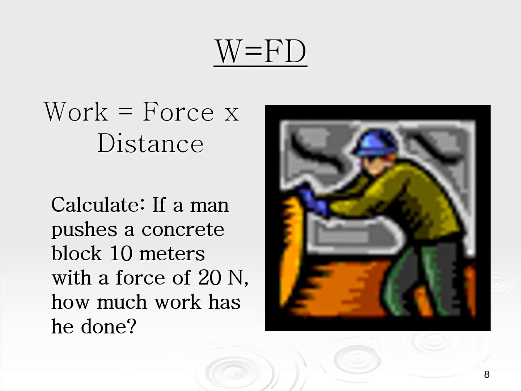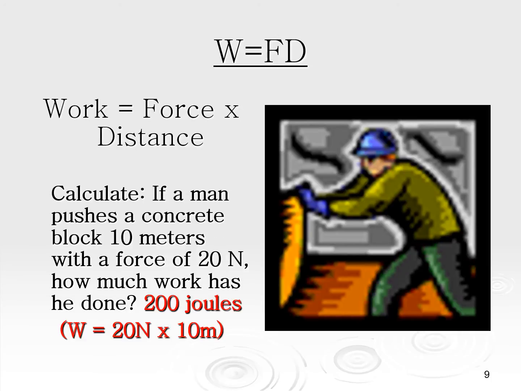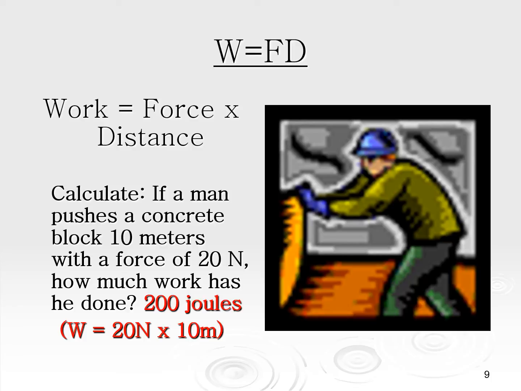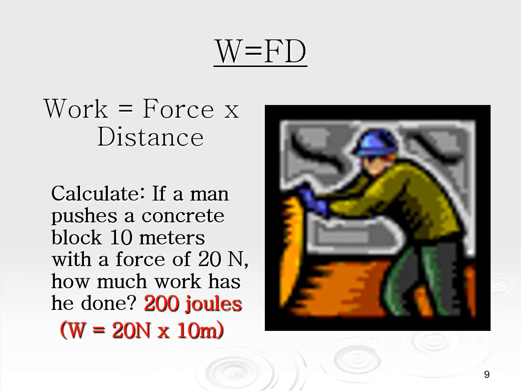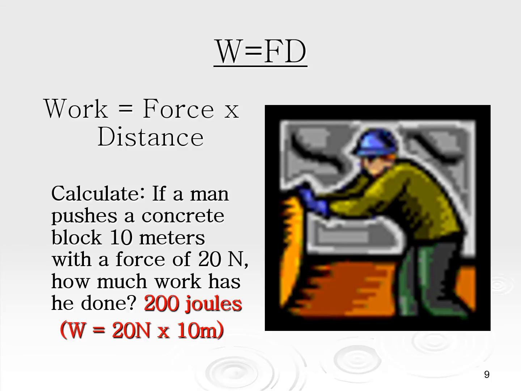If a man pushes a concrete block 10 meters with a force of 20 newtons, how much work has he done? 200 joules. And we know that because it's force times distance. So 20 is our force, 10 meters is our distance, 20 times 10 is 200. So he's done 200 joules of work.